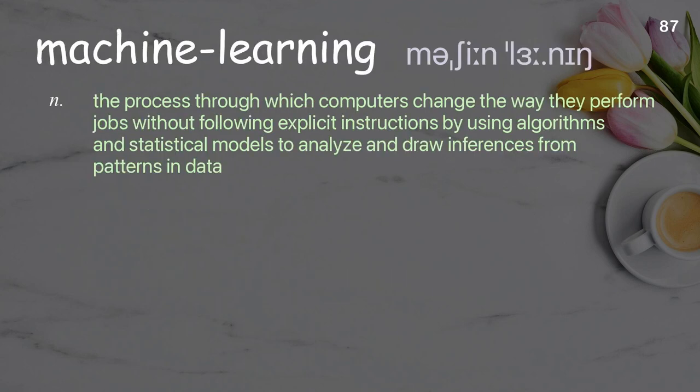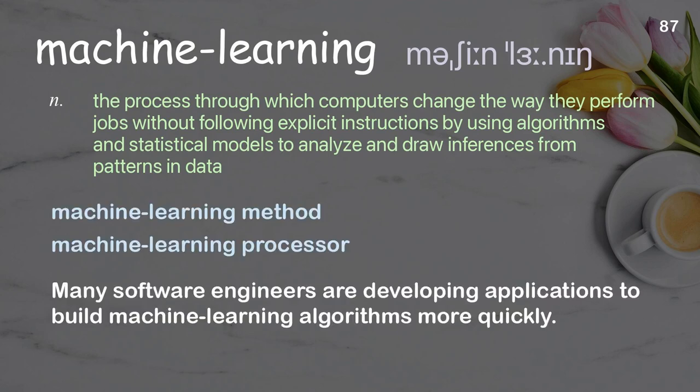Machine learning. The process through which computers change the way they perform jobs without following explicit instructions by using algorithms and statistical models to analyze and draw inferences from patterns in data. Examples: machine learning method, machine learning processor. Many software engineers are developing applications to build machine learning algorithms more quickly.